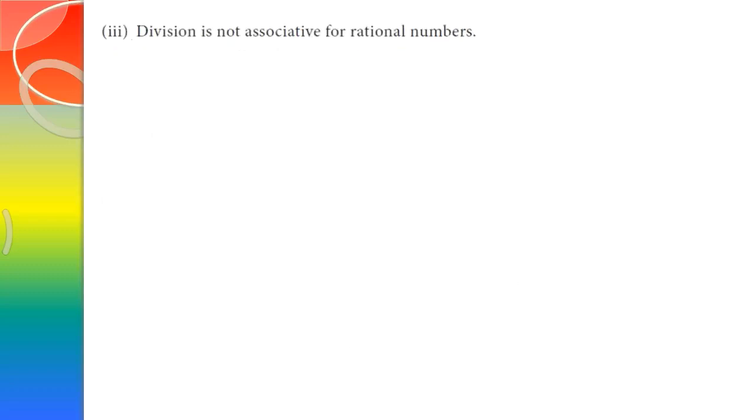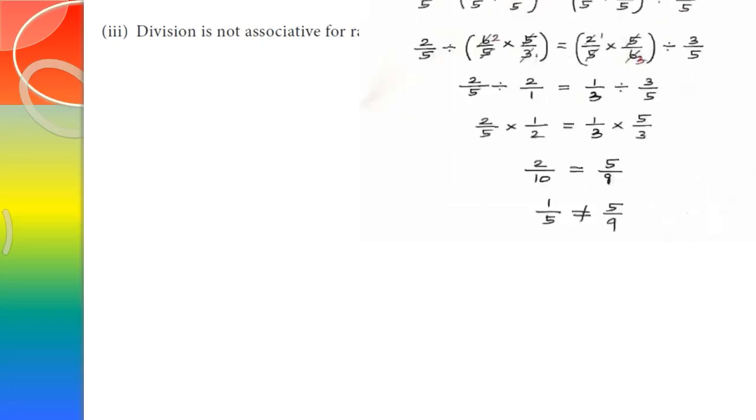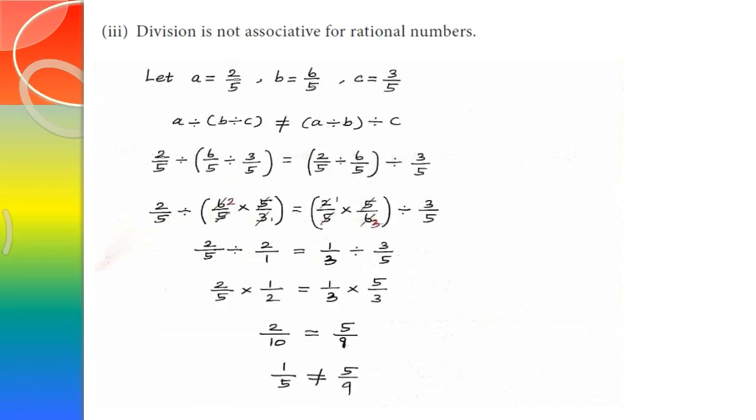Division is not associative for rational numbers. In this question, associative means 3 letters. A equals 2 by 5, B equals 6 by 5, C equals 3 by 5. Check the associative property. A divided by B divided by C is not equal to A divided by B divided by C, with the brackets interchanged. Listen to the property.